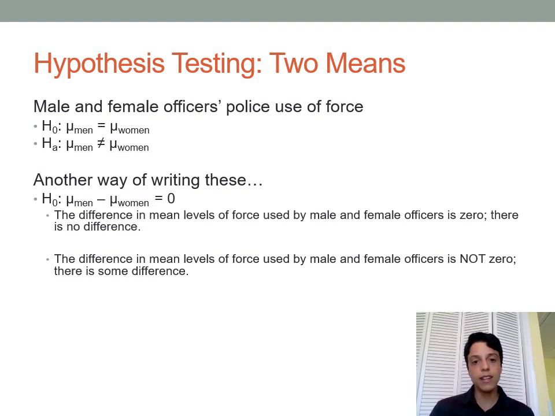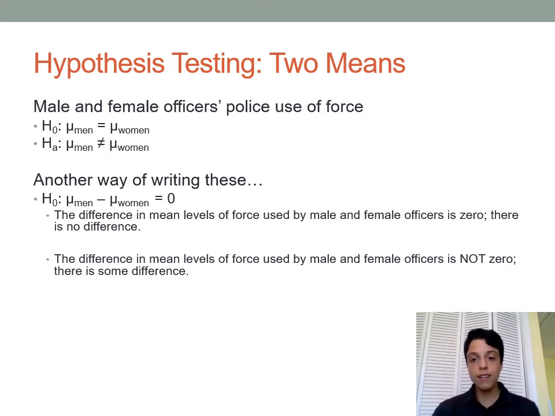The alternative hypothesis then is just that, but instead of saying that it's equal to 0, we're saying that it's not equal to 0. So we're saying that if you were to subtract the overall mean level of force used by female police officers from the overall amount of force used by male police officers, you'd get something other than 0. So again, if you subtract one thing from another thing and it's 0, it means that they have the same value, and if you subtract one thing from another thing and it's not 0, it means that they're different. And so you could also say this in words by saying that the difference in the mean levels of force used by male and female police officers is something other than 0. So there's some difference in those means.